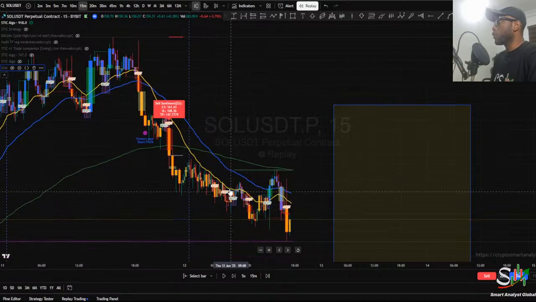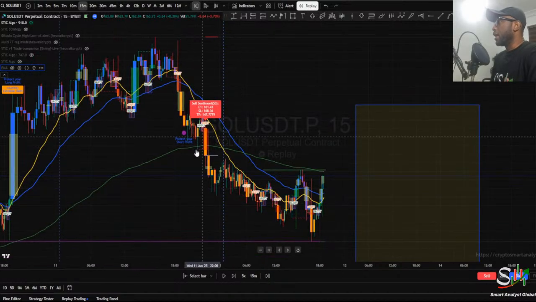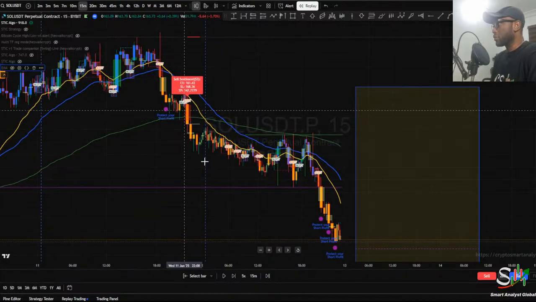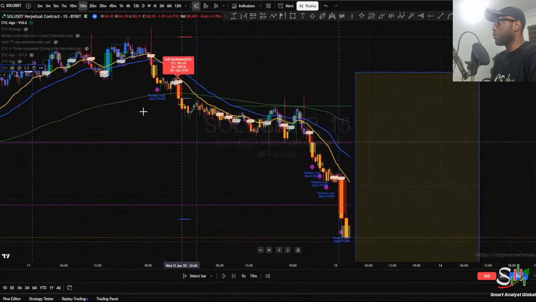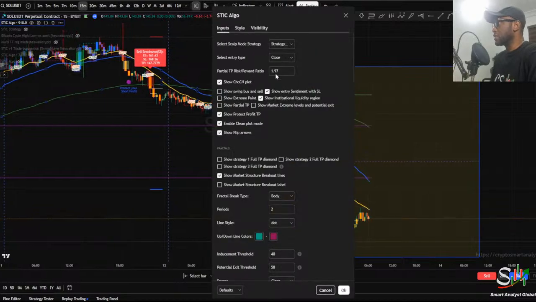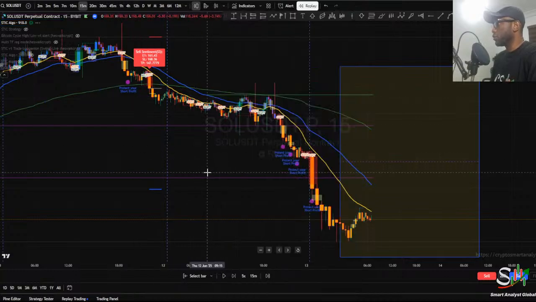One of the things I want to explore today is using STIC without the entry plots. How can you use STIC without the entry plot? You can do that in the settings. Just disable show entry sentiment with stop loss. Just disable it and you're good to go.